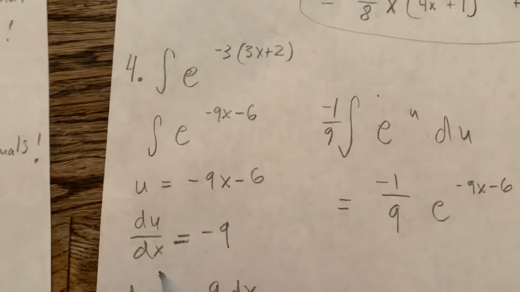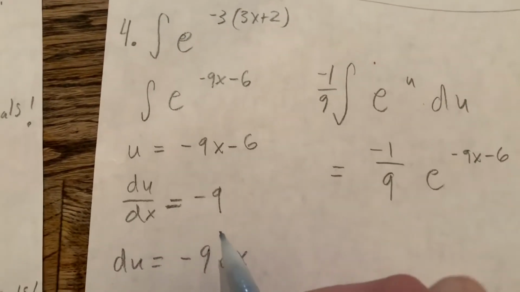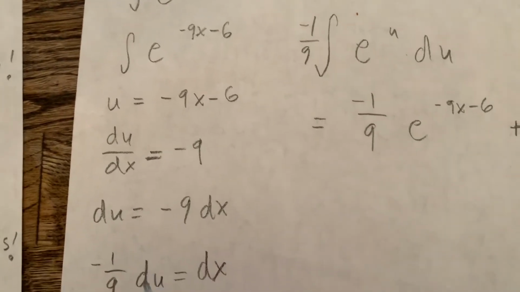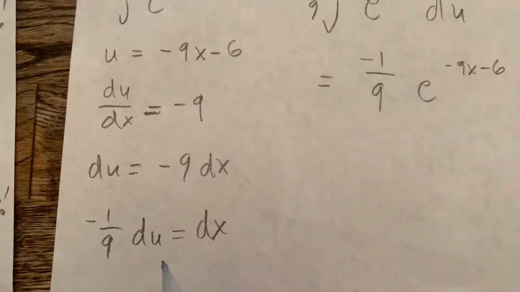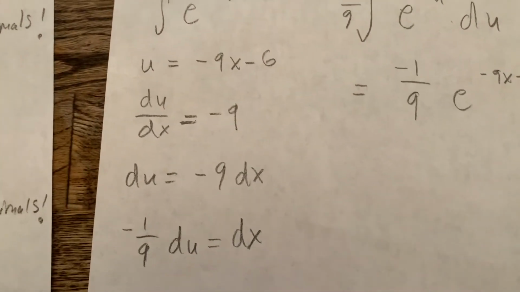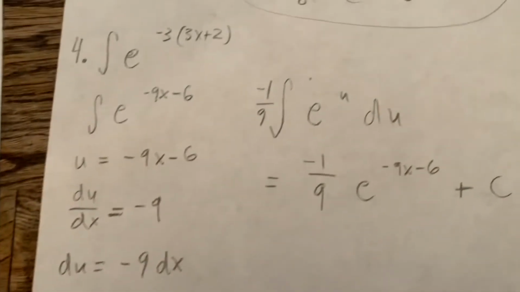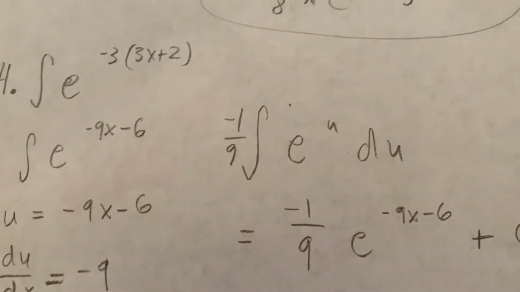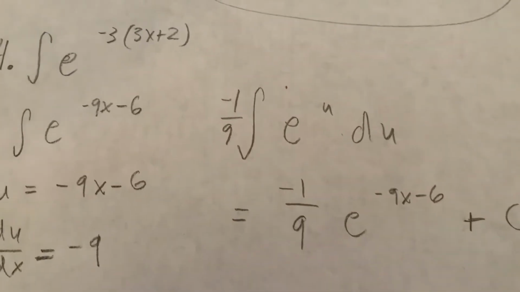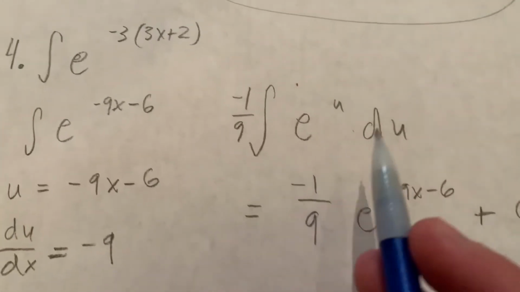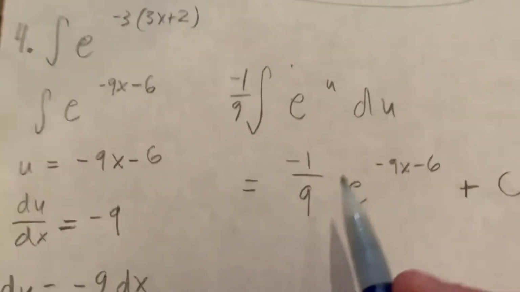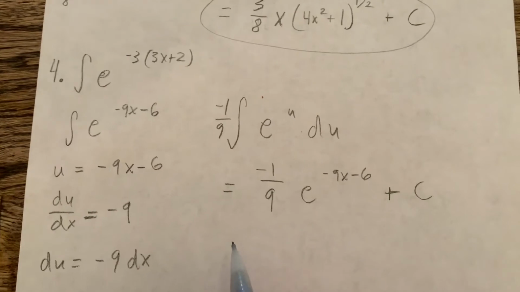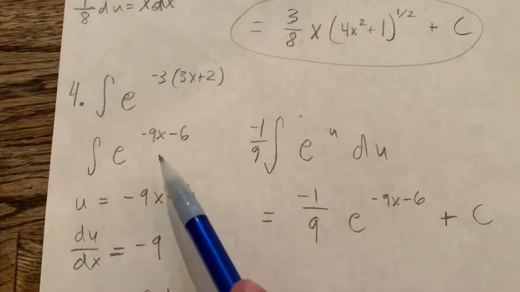So then we would know that du over dx would be equal to negative 9, du would be equal to negative 9 dx, and then we could just take out the 9 by setting negative 1/9 du equal to dx. So then back to our integral, we would take out the negative 1/9 and have that on the outside of the integral, and then set up our u, e to the u times du, because we know that this would be the same.